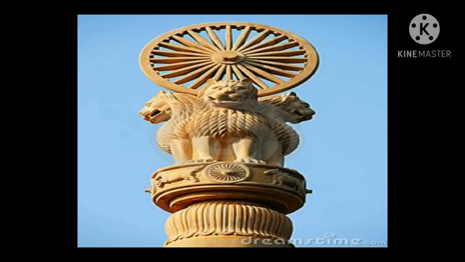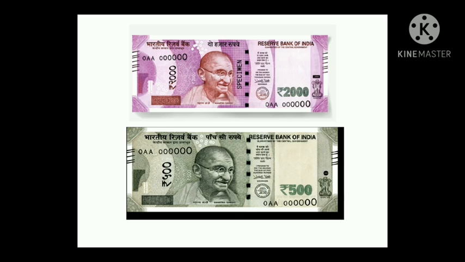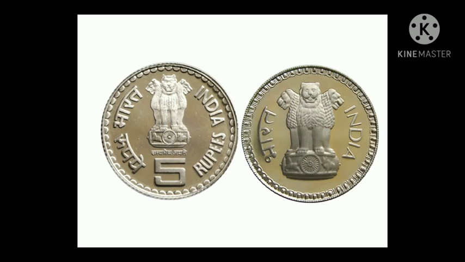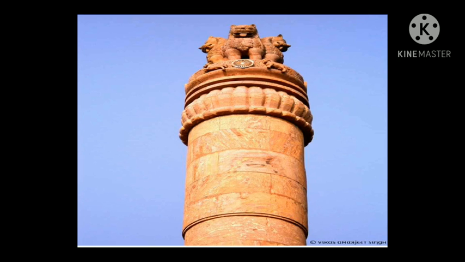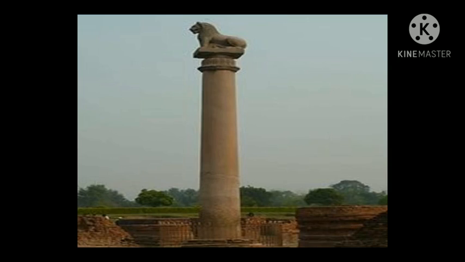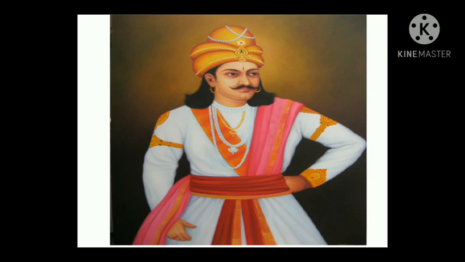Then children, have you seen the lions depicted on our currency notes and coins? Actually, they were carved in stone and placed on massive stone pillars at Sarnath on Ashoka's orders. And Ashoka was the first ruler who tried to take his message to the people through inscriptions.